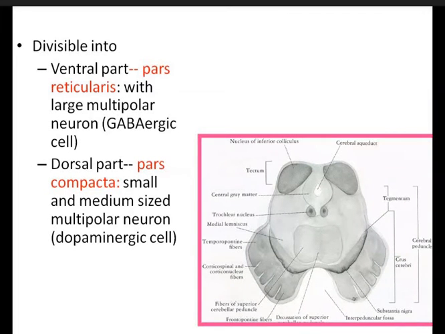So this substantia nigra is divisible into a ventral as well as a dorsal part. Ventral means the anterior one and dorsal means the posterior one. The ventral part is also known as pars reticularis, with large multipolar neurons, that is the GABAergic cells, whereas in the dorsal part, the pars compacta, small and medium sized multipolar neurons can be seen. They are the dopaminergic cells.